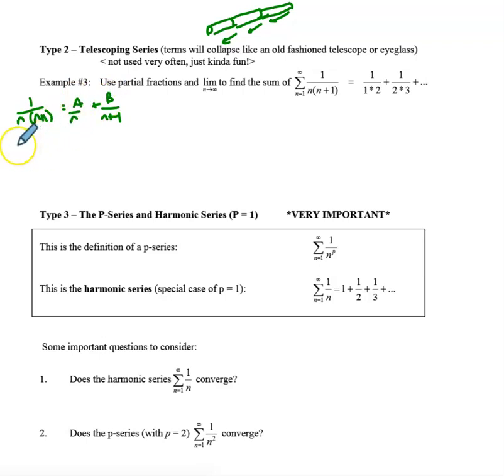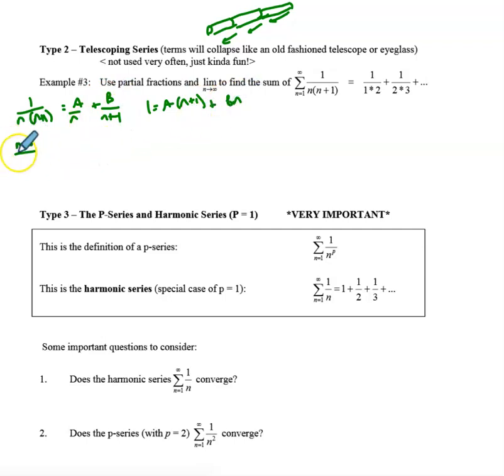So what I like to do is first get a common denominator and then just look at the numerators. So I had a common denominator over here already. So I look at the numerator of 1. Here I need to multiply a by n plus 1. And then here I need to multiply b by n.